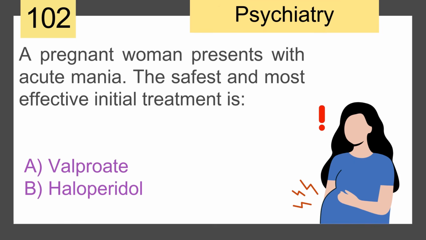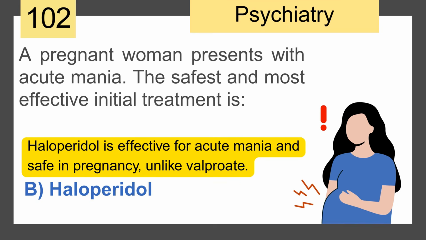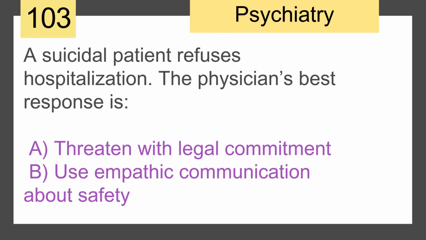Question 102. A pregnant woman presents with acute mania. The safest and most effective initial treatment is haloperidol. Haloperidol is effective for acute mania and safe in pregnancy, unlike valproic acid, which causes lots of problems. Question 103. A suicidal patient refuses hospitalization. The best response is use empathetic communication about safety.